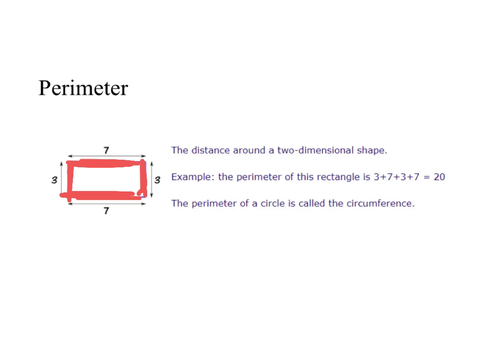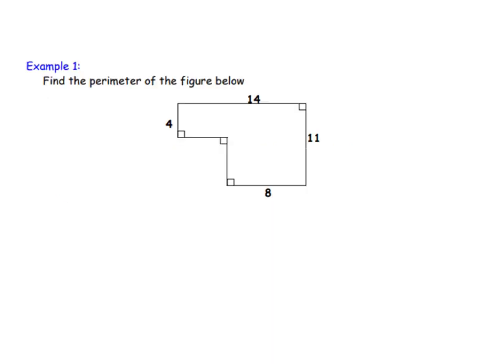That's the perimeter. The perimeter of a circle is called the circumference. It's the same thing. It's still the distance around the circle, but circles are a little more complicated than other shapes, so its perimeter is called circumference.